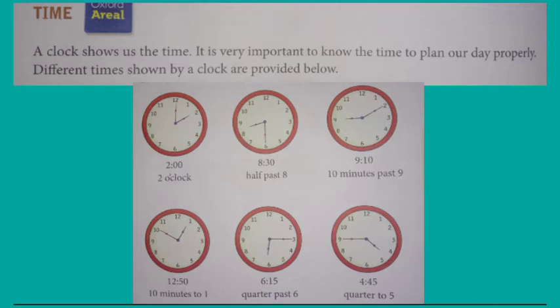In picture 3 it is showing 9:10, that is 10 minutes past 9. In picture 4 it is showing 12:50, that is 10 minutes to 1. In picture 5 it is showing 6:15, that is quarter past 6. In picture 6 it is showing 4:45, that is quarter to 5.